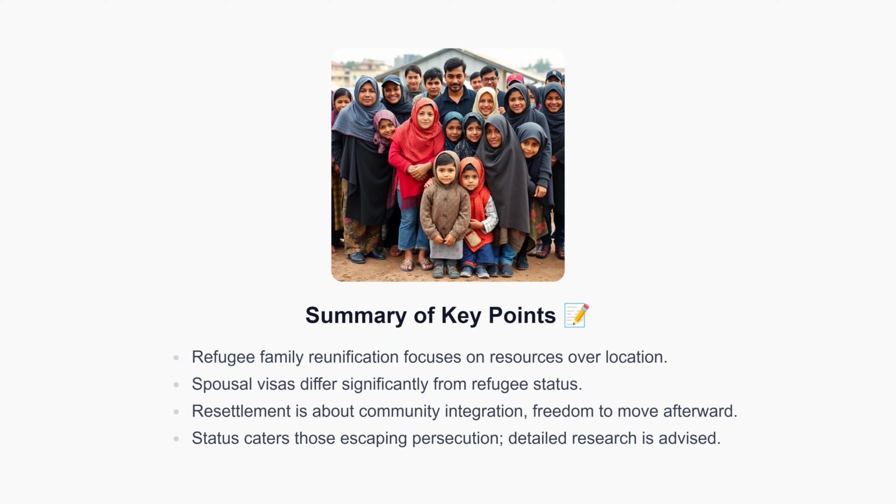Let's briefly sum up the key points discussed. Refugee family reunification attempts focus primarily on available resources over specific locations. Spousal visas and refugee status are fundamentally different processes for entering the U.S. The refugee resettlement process is about community integration and provides freedom to move afterward, but this may affect service availability. Finally, refugee status mainly caters to those escaping persecution, so it's crucial to conduct detailed research before applying.